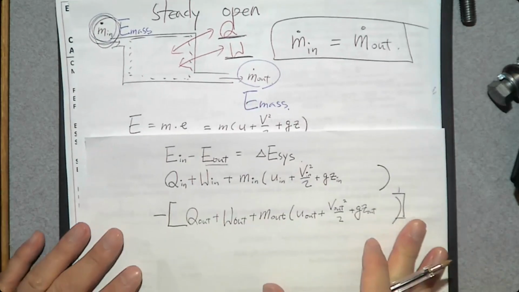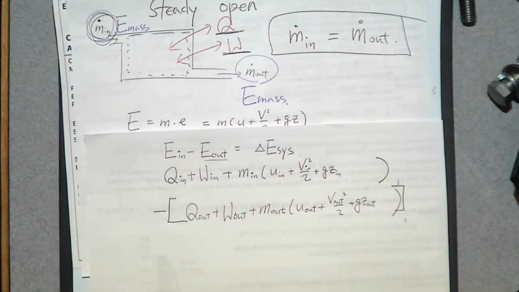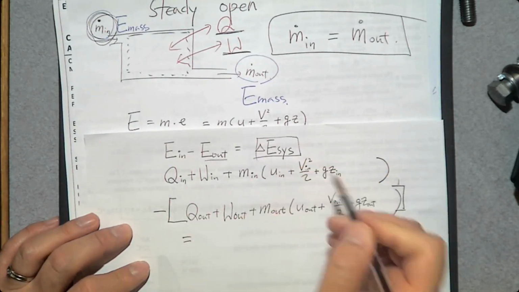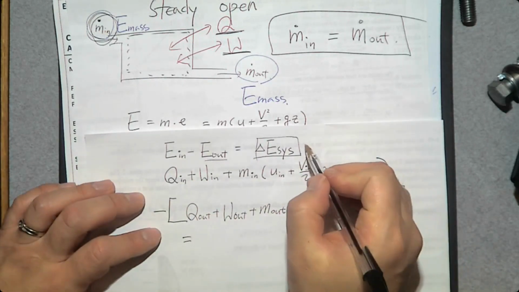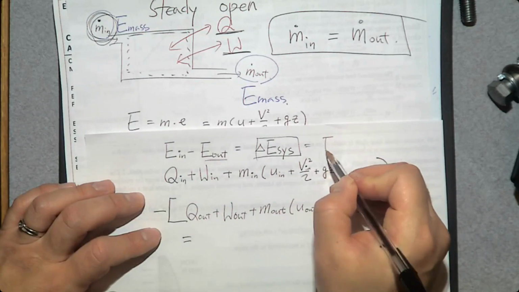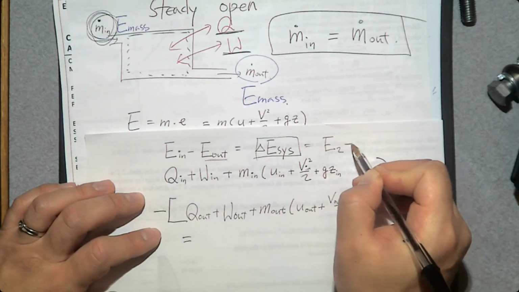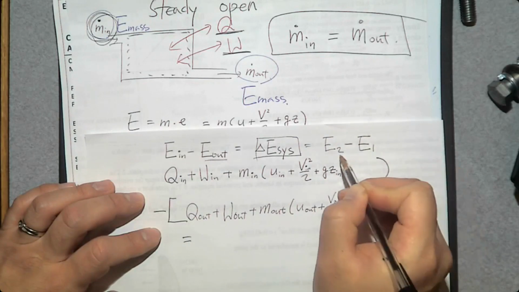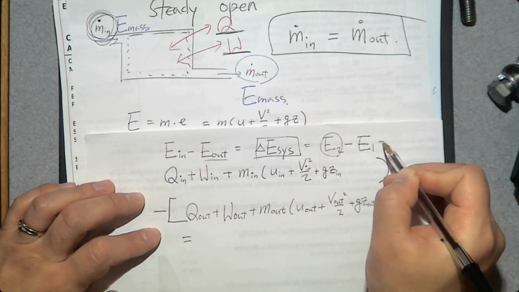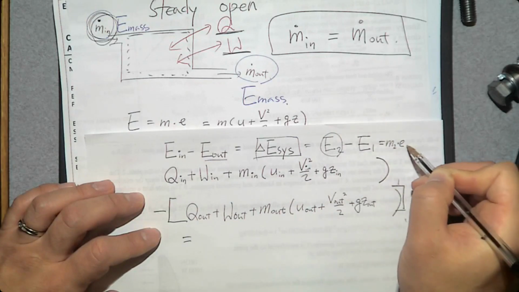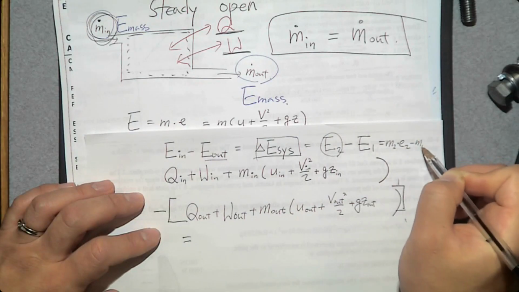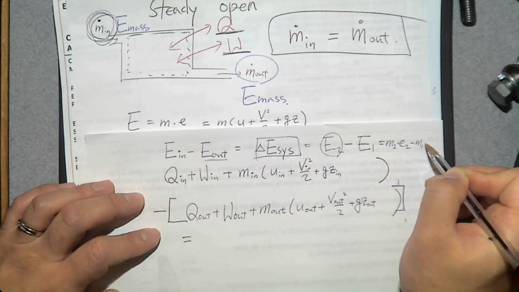It's going to be the change of energy of the system. How do you determine the change of energy of the system? The total energy at the final state minus the total energy at the initial state. How do you determine the total energy at the final state? Mass at the final state times specific total energy at the final state, minus mass at the initial state times total energy at the initial state per unit mass.